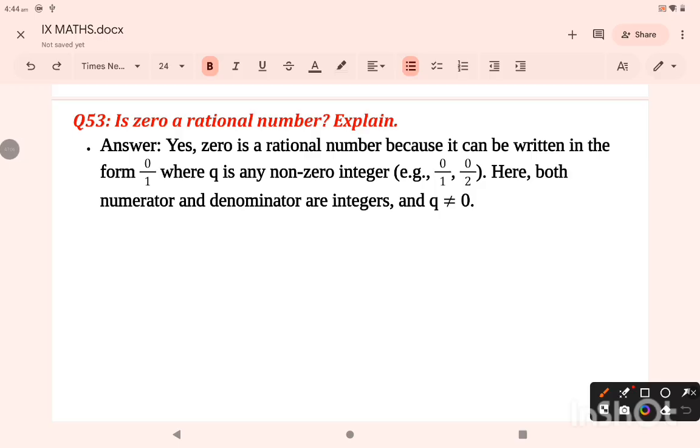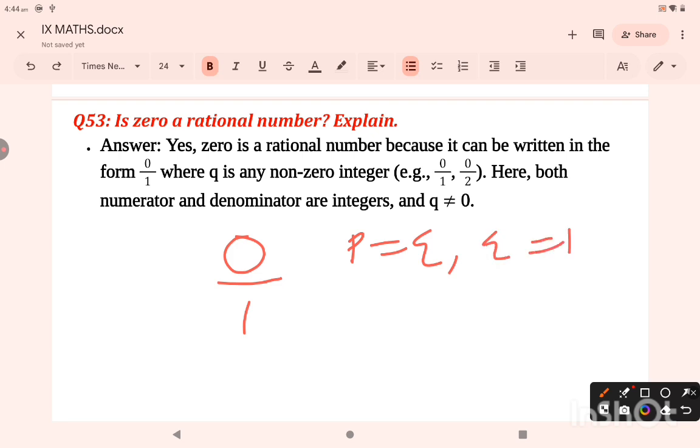Is 0 a rational number? Explain. Yes, it is a rational number because 0 can be written in the form of 0 by 1. That is in the form of p by q. Here p is equal to 0, q is equal to 1.